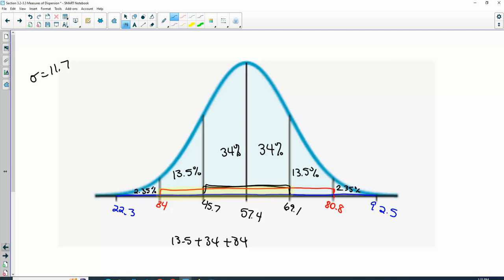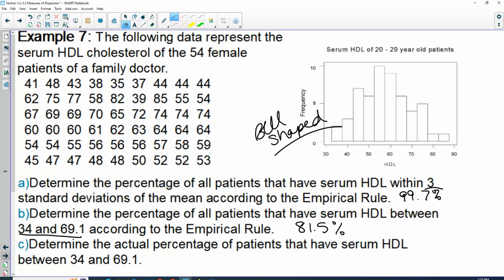All right, the next question. The actual percentage that had a cholesterol between 34 and 69.1. So let's see how accurate we are. I want you to go through and find a percentage. We have to divide it by our 54. I want you to count how many of these numbers were between 34 and 69.1. So how many of our original points fell in that window?